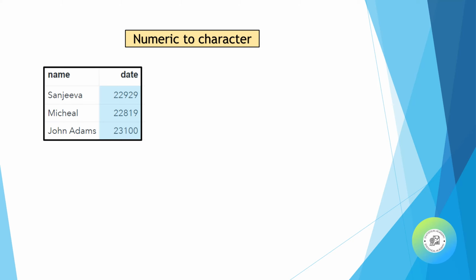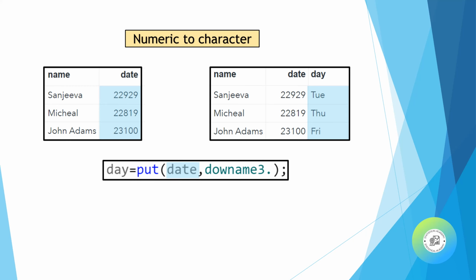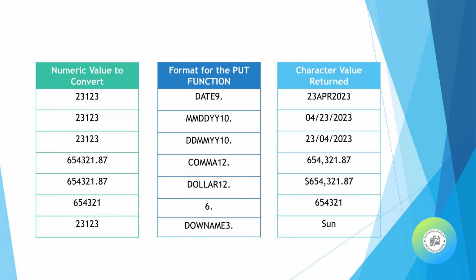Suppose you have a numeric date variable and you want to create a character day variable that has the first 3 letters of the day of the week for the particular date. The PUT function reads the numeric value in date and converts it to a character value using the format DOWNAME3. Here are some examples of formats that can be used to convert numeric values to character values. Formats in the PUT function work like formats that you use to display values. You specify the format, width, and decimal value for how you want the character value to be written.